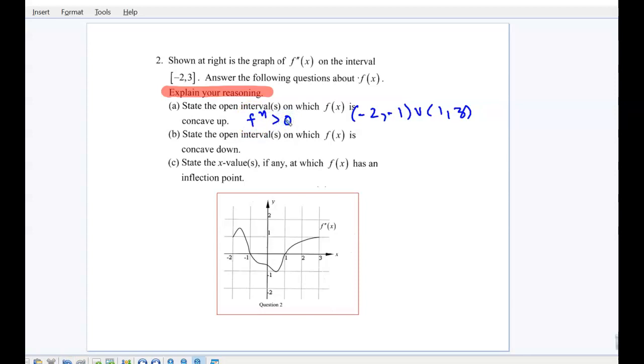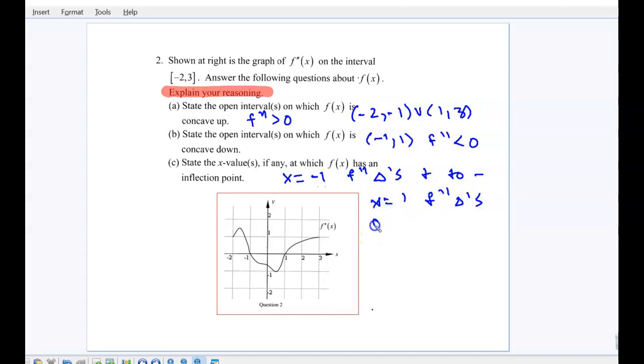Where is the function concave down? Well, that is going to be from -1 to 1, because that's where f double prime is less than 0. And state the x values for which f has an inflection point. Well, it looks like we have an inflection point at x equals -1, because that's where f double prime changes from positive to negative, and at x equals 1 because f double prime changes from negative to positive. And there would be your solutions to that question.